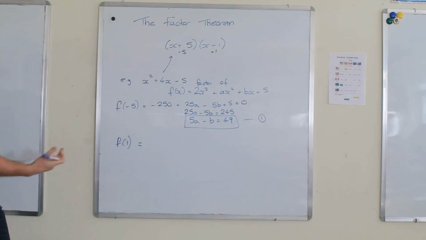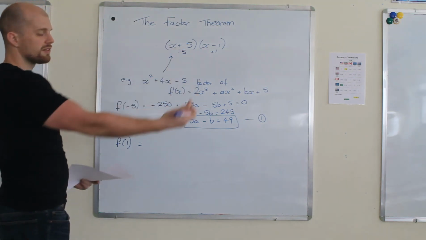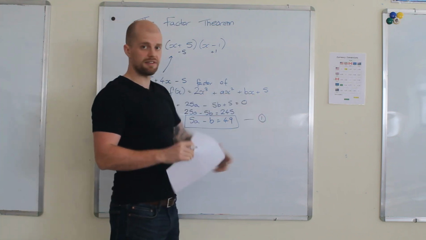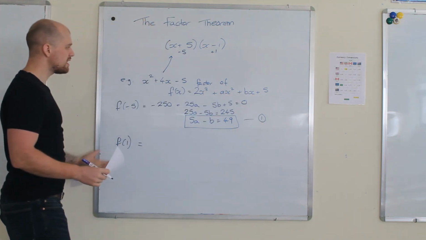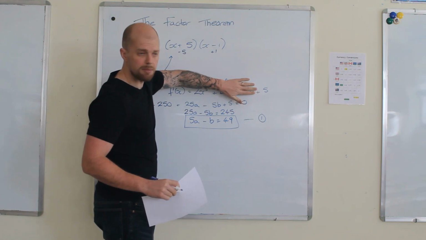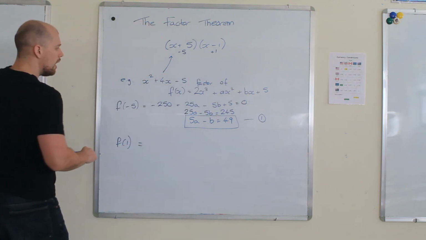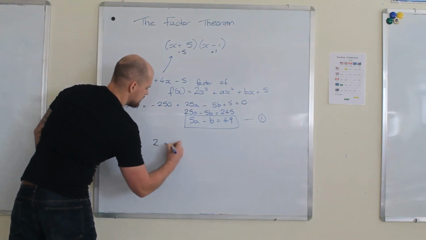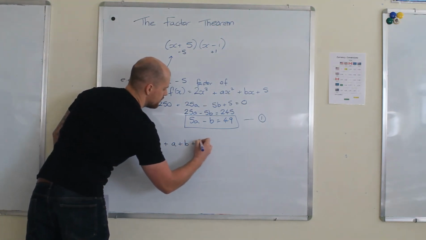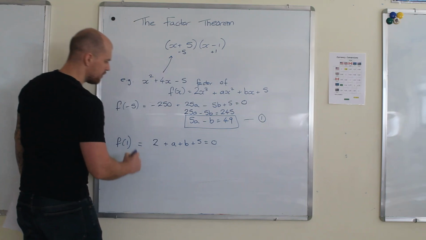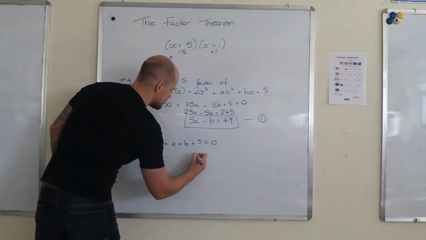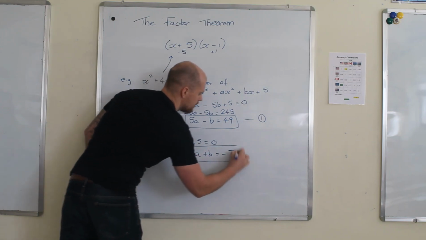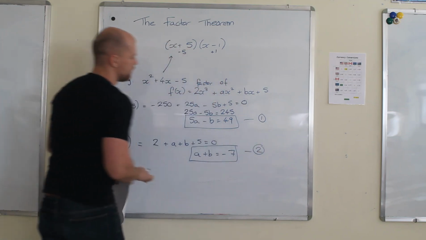This is my second one. This one's a lot easier. 2 plus a plus b plus 5. When it's f of 1, you can just look at the coefficients. The x's effectively just disappear. If it's f of 0, you would just cancel it and see the number. So we get 2 plus a plus b plus 5 equals 0, and therefore a plus b equals minus 7. And that is my second equation.